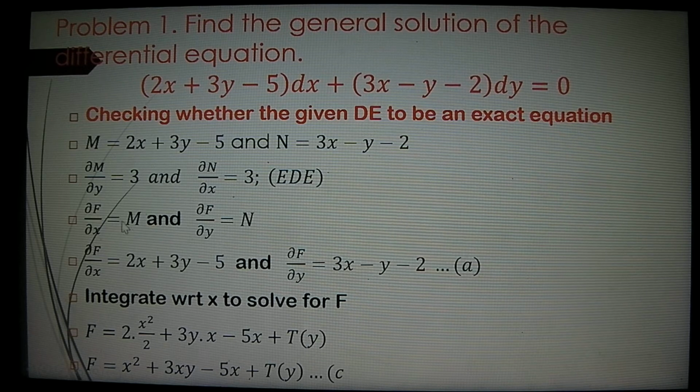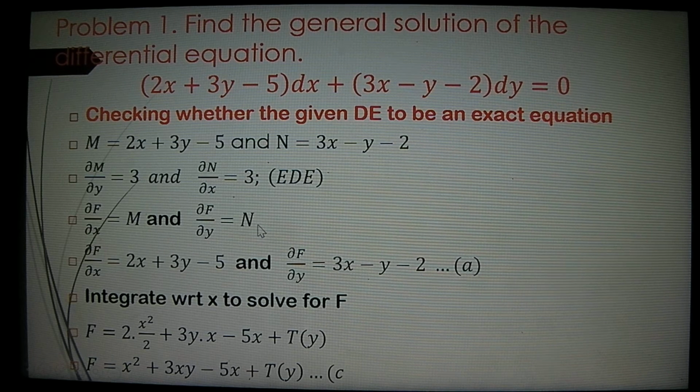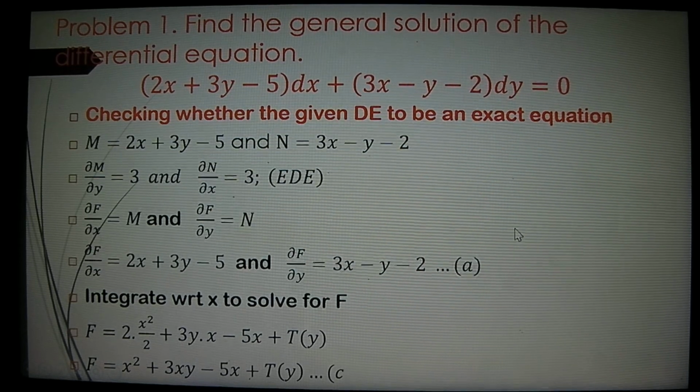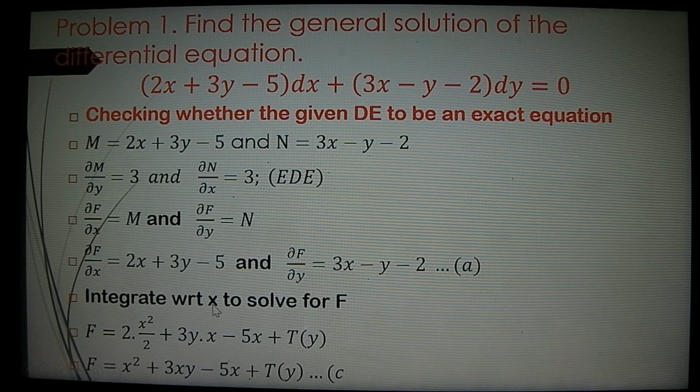So therefore we shall be solving for the function of x as our M, our equation 2, and then the function with respect to y, which is considered to be our N. So our M is 2x + 3y - 5, and our N is 3x - y - 2, depending on our given problem. So it should be serving as our equation A. So we have to integrate with respect to x to solve for f.